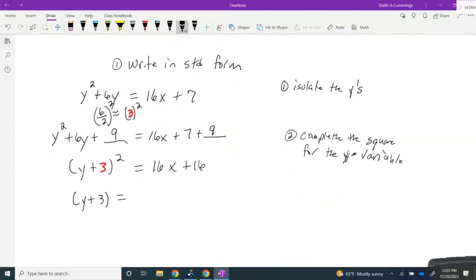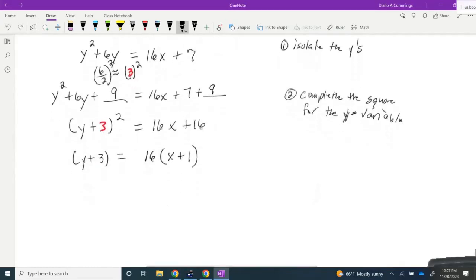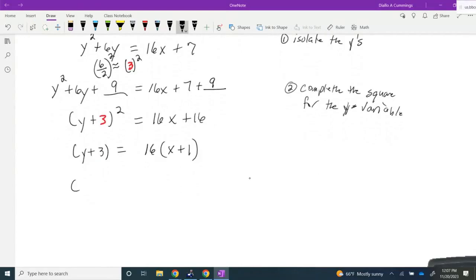On the right-hand side, I'm going to factor out 16. So if I factor out a 16, I'm going to have x plus 1 on the inside of the parentheses, right? Because 16 times x is 16x. 16 times 1 is 16. Okay, and now I'm going to go to the final step.